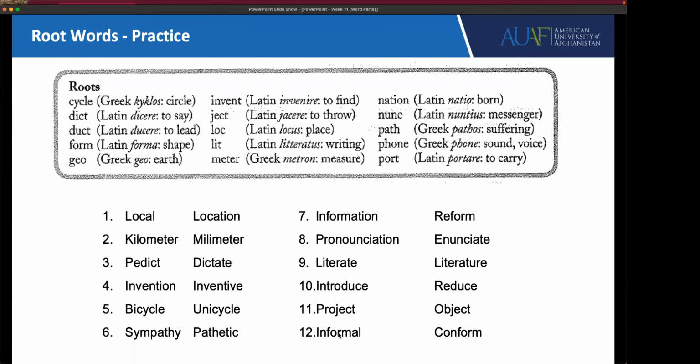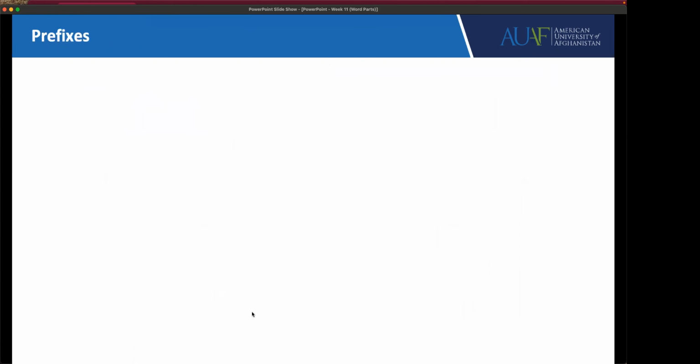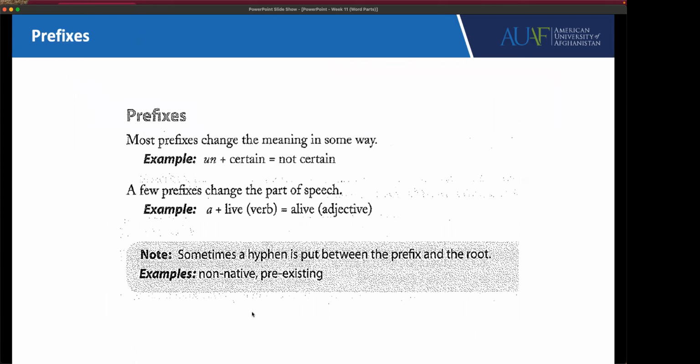Okay, literate, literature, we got that one. Introduce, reduce, introduction. Project, object, informal, conform. We did pretty well. Okay, prefixes.